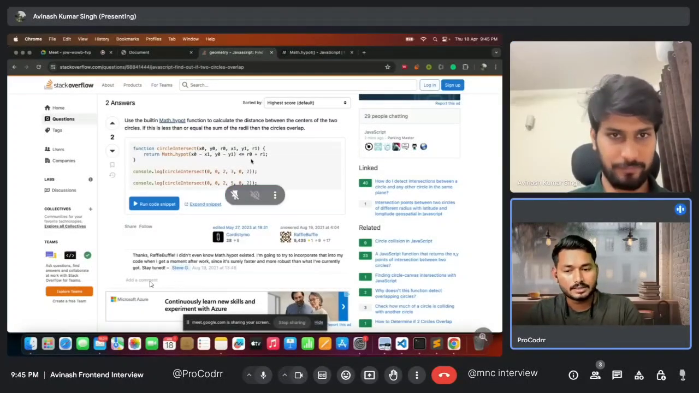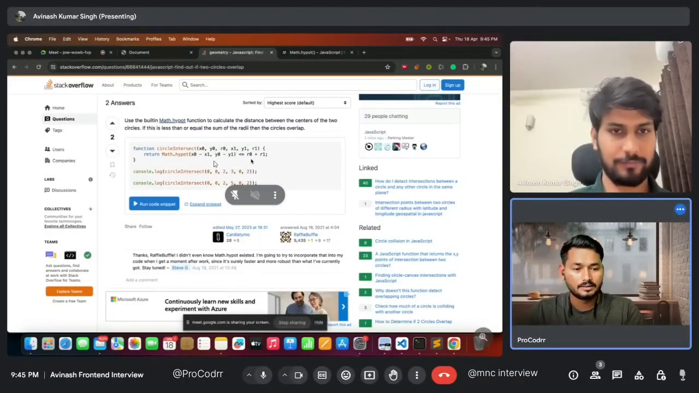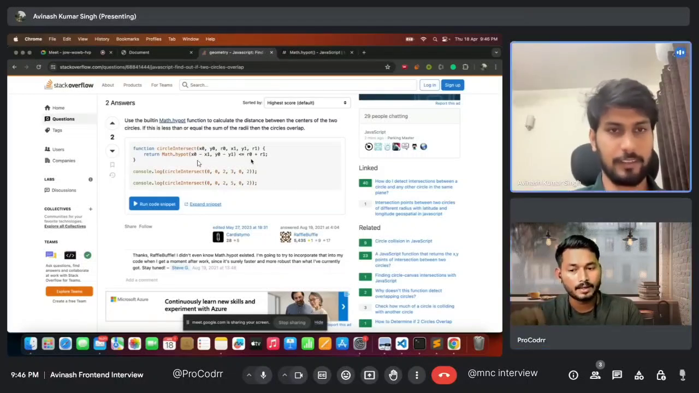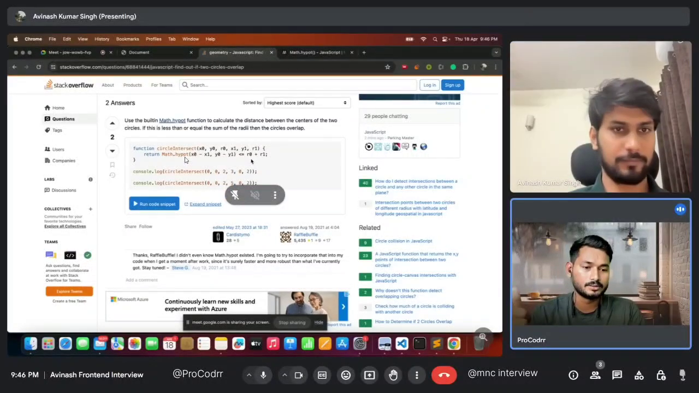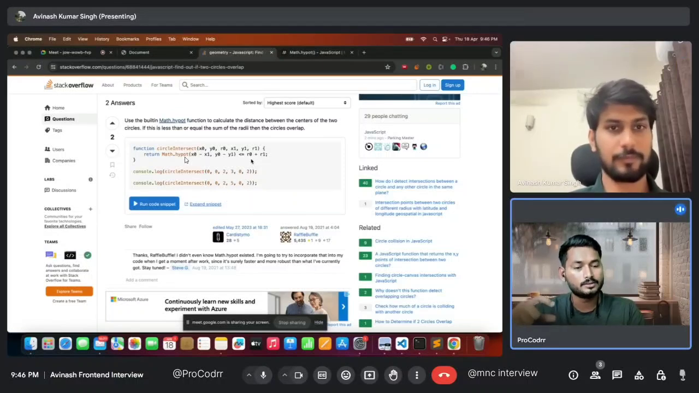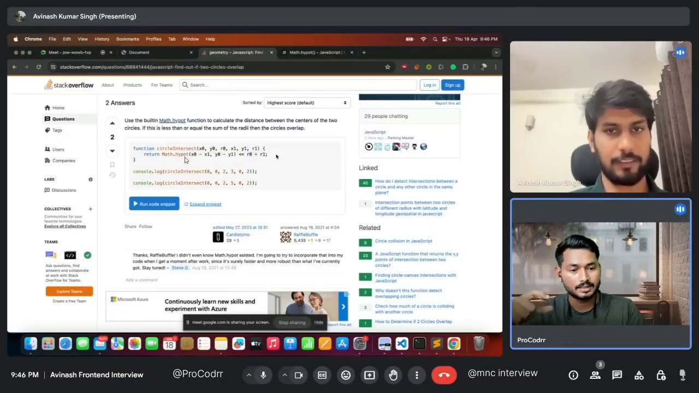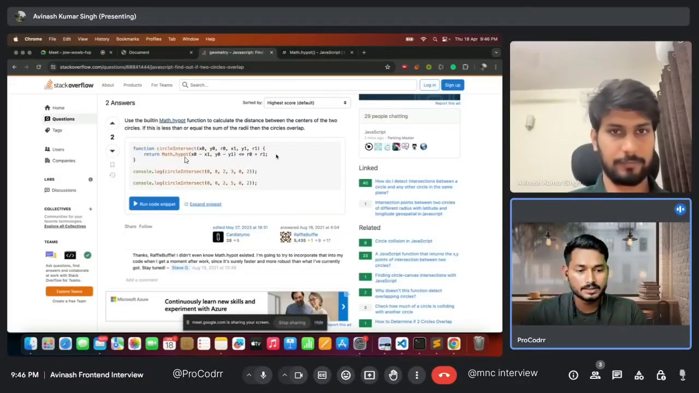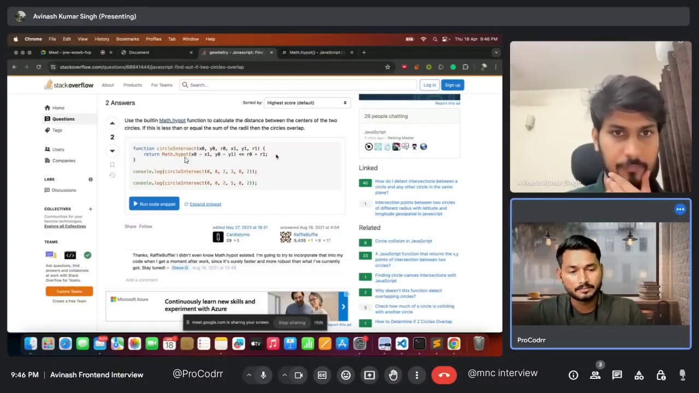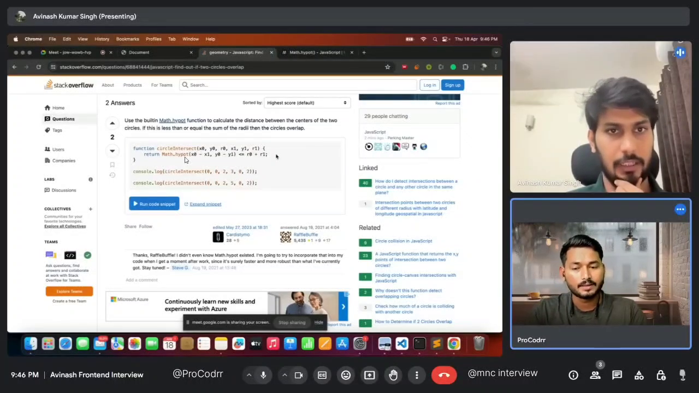The first thing is the first half of the right angle triangle. The second one is like one is height, one is base, and this hypotenuse will calculate the actual distance between both of the coordinates. And if the distance is less than the sum of radius, which means it is intersecting. If distance is less, I can visualize that.